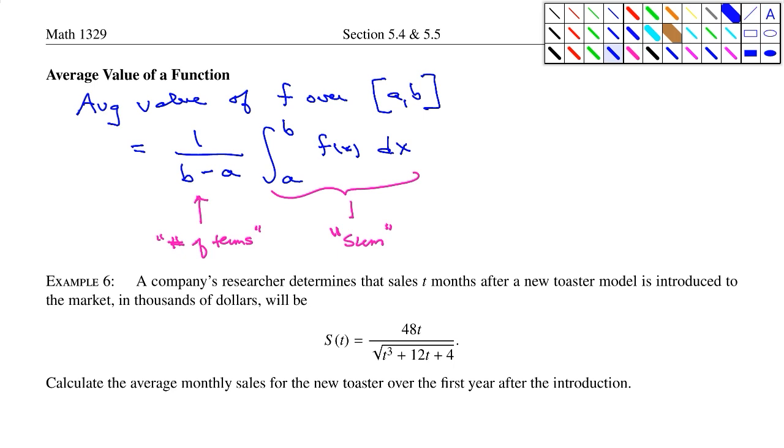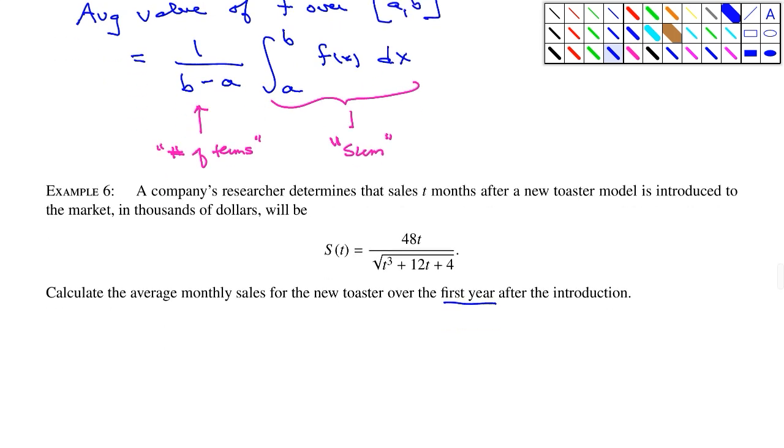Example number 6. A company's researcher determines that sales T months after a new toaster model is introduced to the market, in thousands of dollars, will be S of T is equal to 48T over the square root of T cubed plus 12T plus 4. Calculate the average monthly sales for the new toaster over the first year after the introduction.